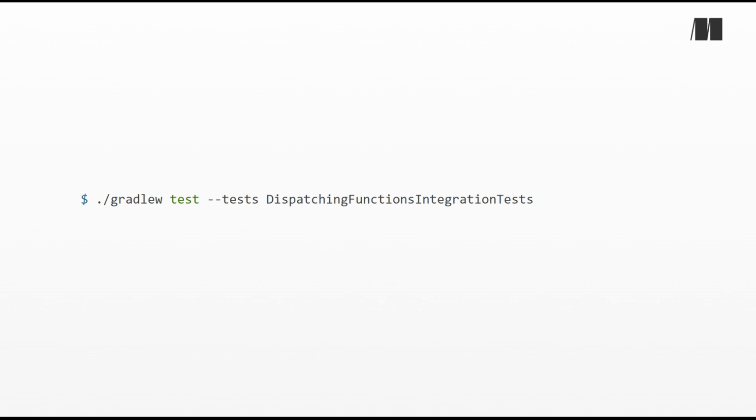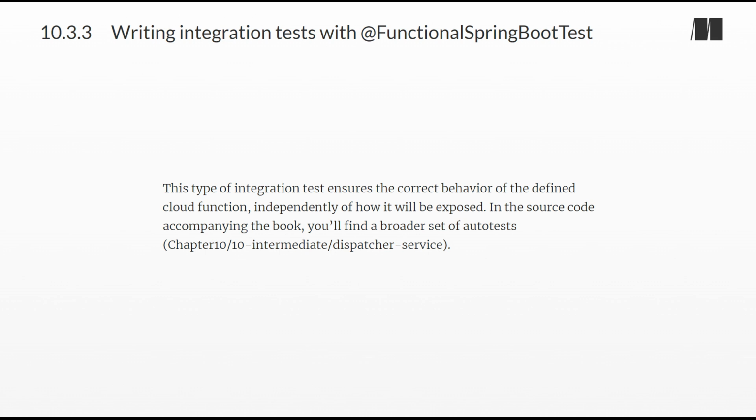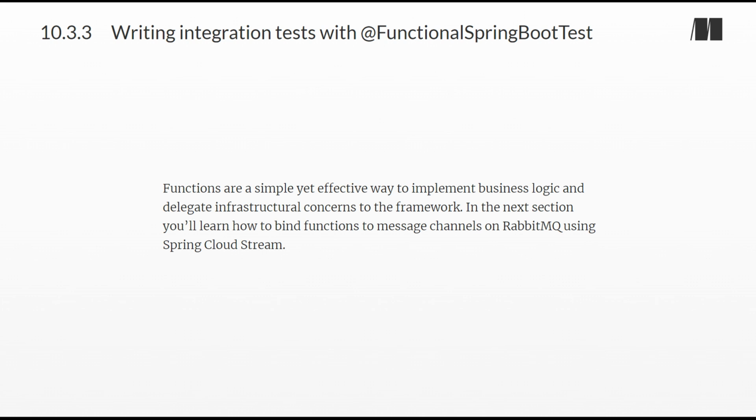This type of integration test ensures the correct behavior of the defined cloud function, independently of how it will be exposed. In the source code accompanying the book, you'll find a broader set of autotests (Chapter10/10-intermediate/dispatcher-service). Functions are a simple yet effective way to implement business logic and delegate infrastructural concerns to the framework. In the next section, you'll learn how to bind functions to message channels on RabbitMQ using Spring Cloud Stream.